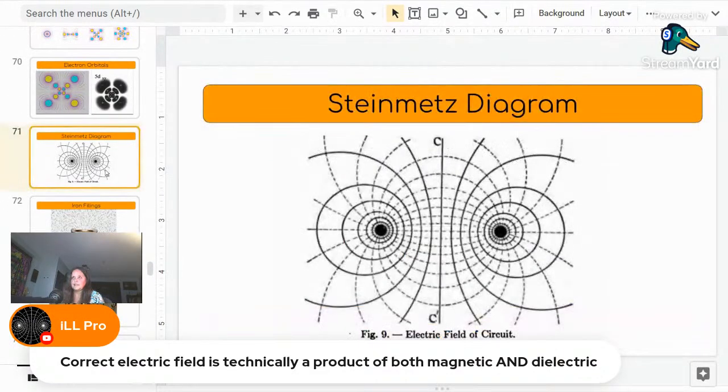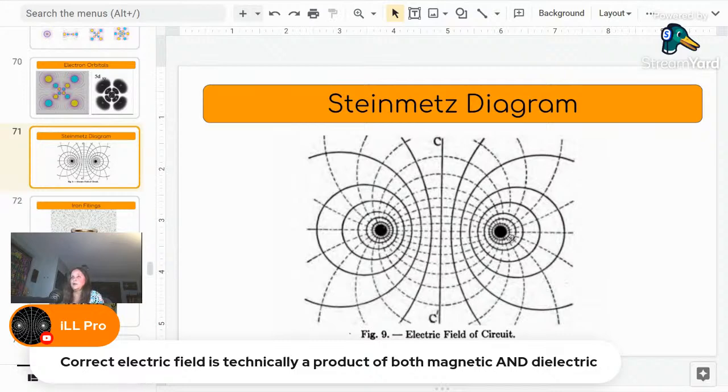There it is. Okay, so this is the famous Steinmetz diagram where you have these different field lines. You've got the electric field, and so the electric field is the product of the dashed dots here, which Steinmetz and Eric Dollard refer to as the dielectric field. And then the solid round lines are the magnetic field.